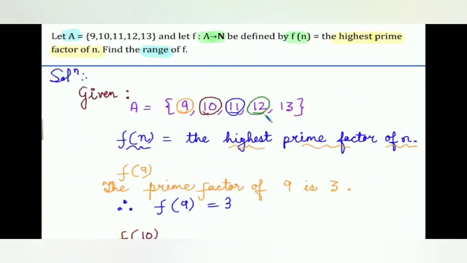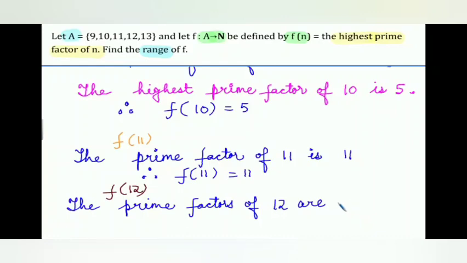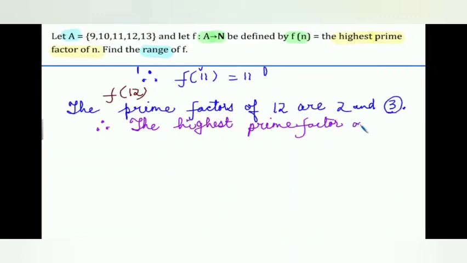Now our next element 12. So f of 12, the prime factors of 12 are 2 and 3, and the highest prime factor of 12 is 3. So f of 12 is equal to 3.